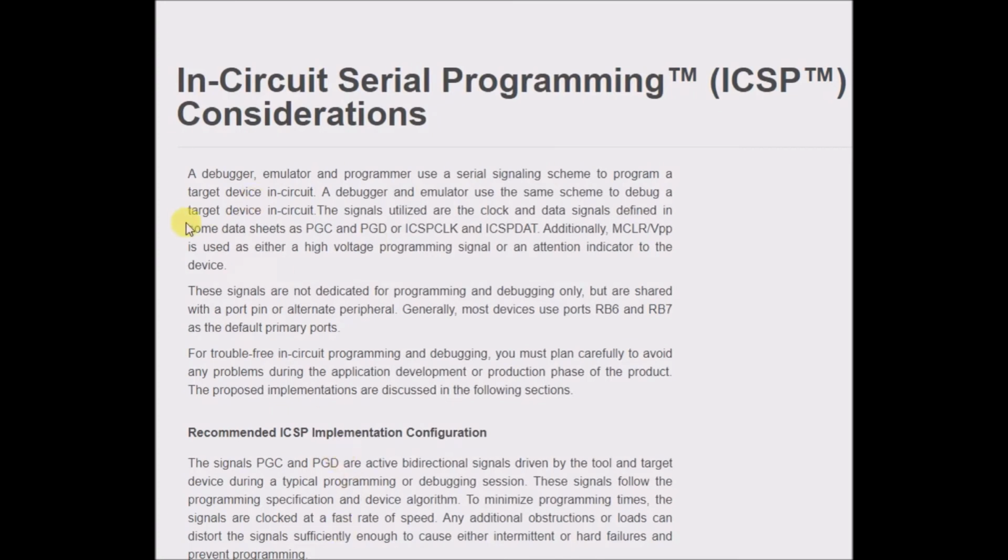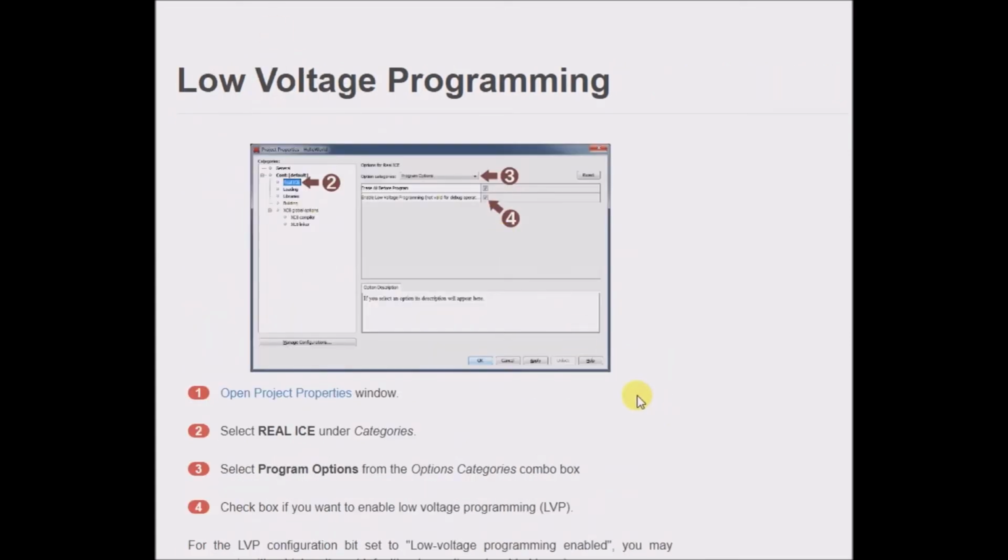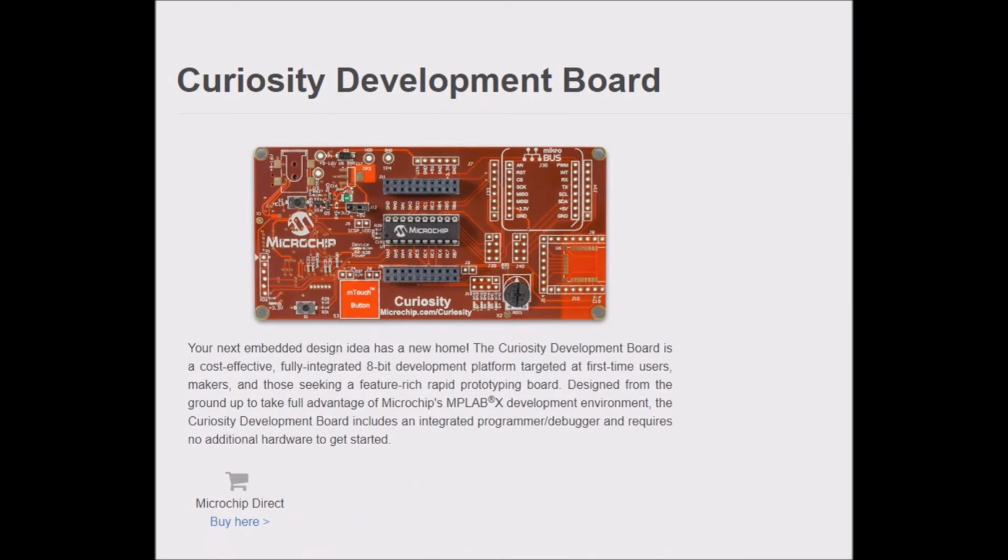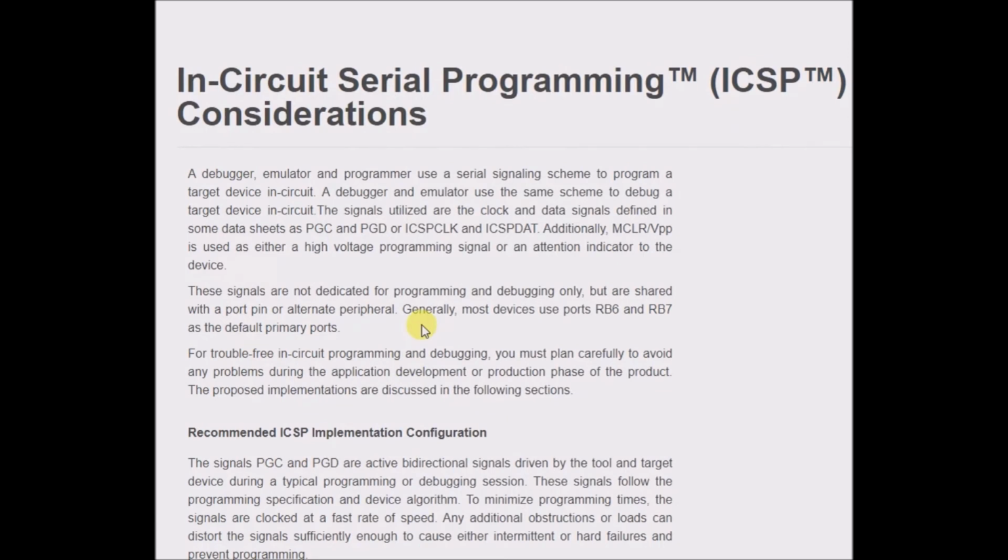Well, it's debatable as to whether I should read this. This gets outside of the order of the instruction series, but I guess I can flash it on the screen here. So for low voltage programming in real ICE, here's the curiosity board. Well, I will read this because I actually think that since when you go to program your PIC chip, every time you're basically going through the ICSP, this is probably important to know.